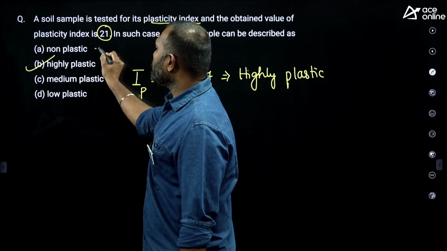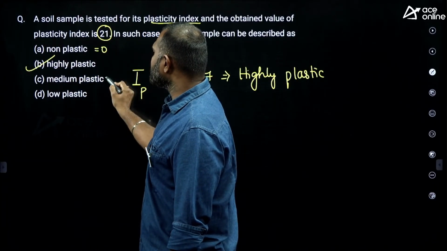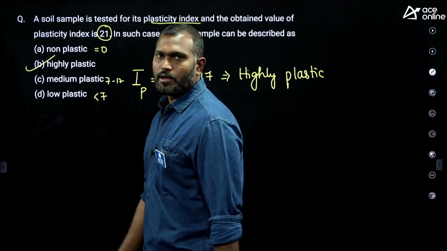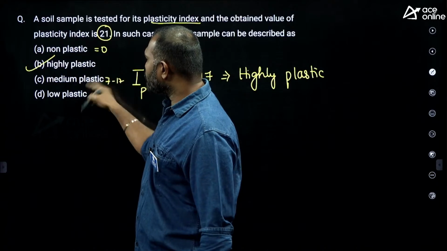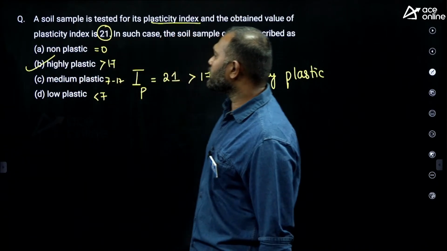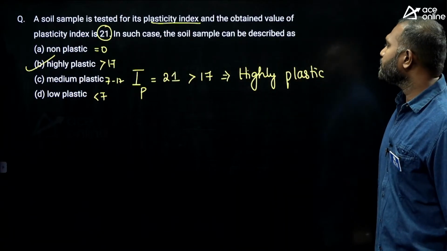So when is it going to be non-plastic, sir? When IP is 0. Medium plastic means 7 to 17. Low plastic means less than 7. When IP is less than 7, low. 7 to 17, medium. IP 0, non-plastic. And whenever the IP is greater than 17, it is highly plastic.